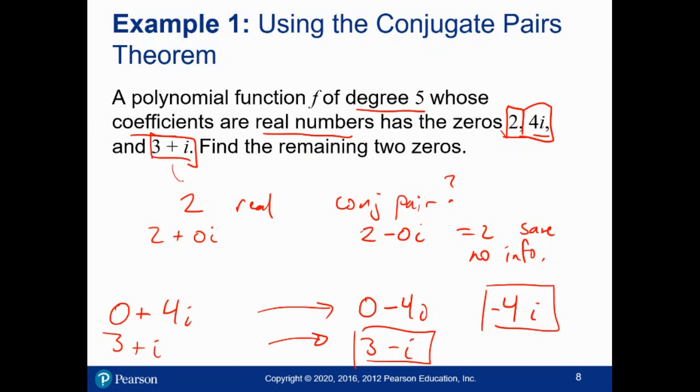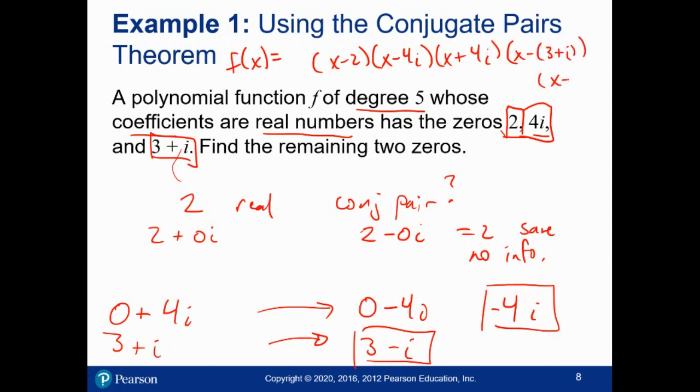Now that we know what the roots are, we could find what the polynomial is. If 2 is a root, x minus 2 has to be a factor. If 4i is a root, x minus 4i has to be a factor. Since negative 4i was also a root, x plus 4i must be a factor. x minus 3 plus i has to be a factor, and x minus 3 minus i has to be a factor. And then I could have any number I want multiplying out here. But this is the only way I can have a degree 5 polynomial with those roots and real coefficients.